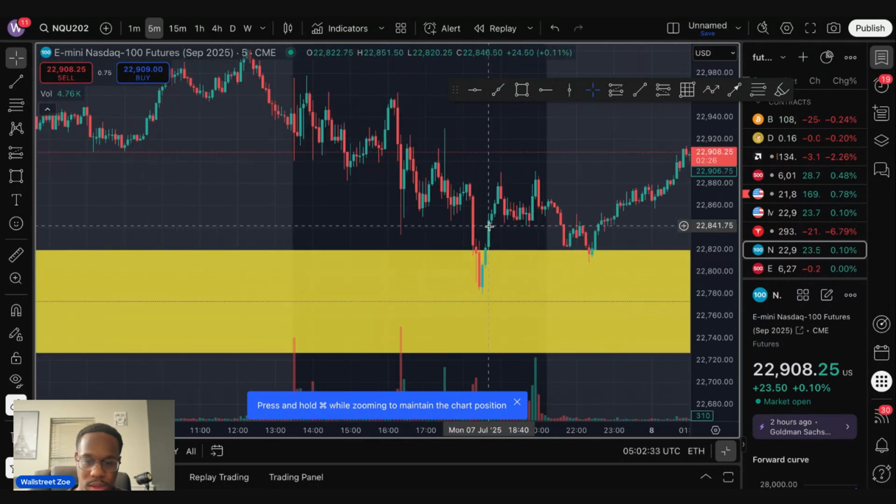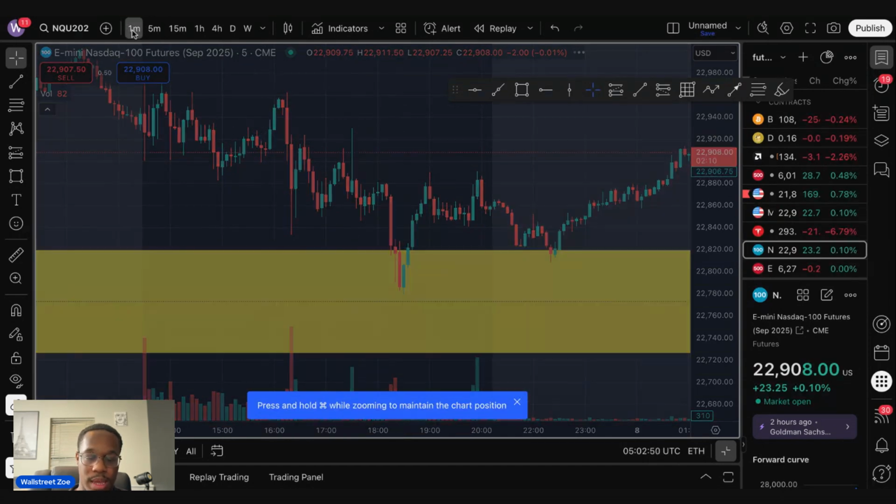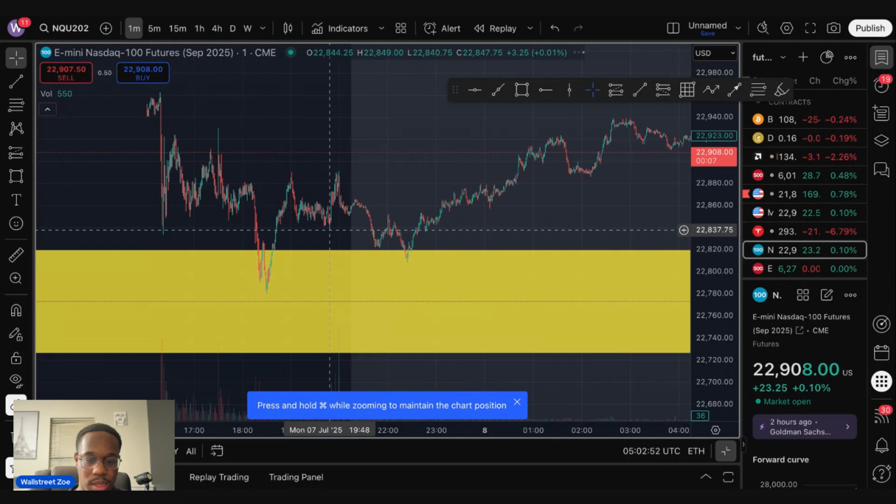Once I saw it tap down into here, I looked at the 5 minute, but like I said, I trade inversion. So I didn't see inversion set up on the 5 minute. Normally what I do when I don't see my setup on the 5 minute, I start dropping down time frames. And I came all the way down to the 1 minute time frame.